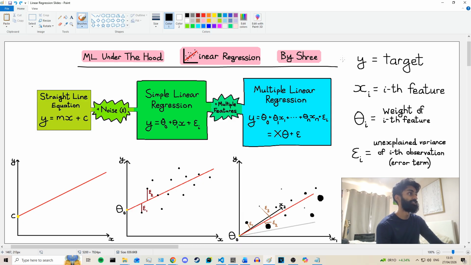So I've got the definitions on the right here. y is our target, as I've mentioned before. xi is the ith feature.